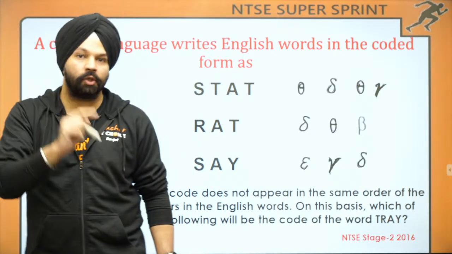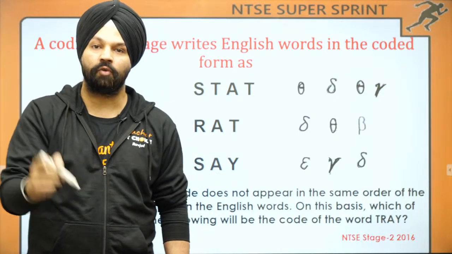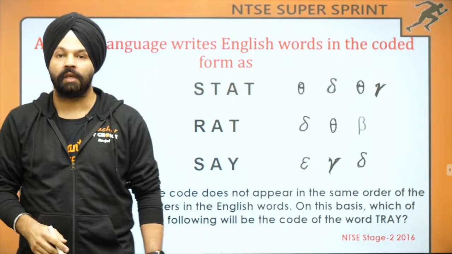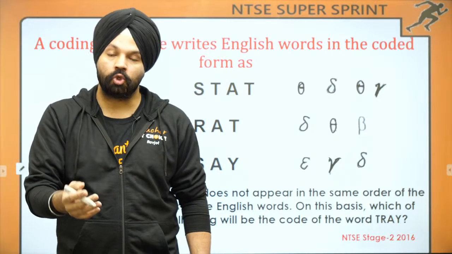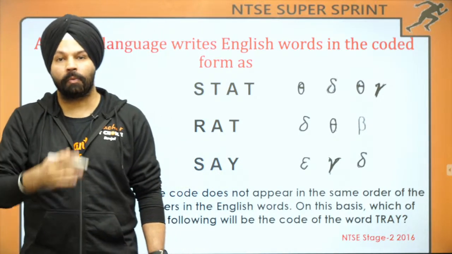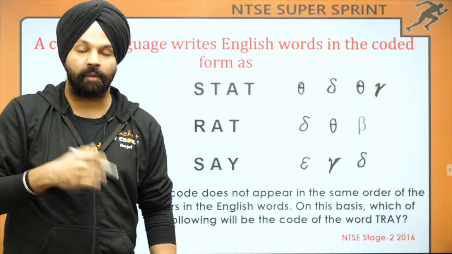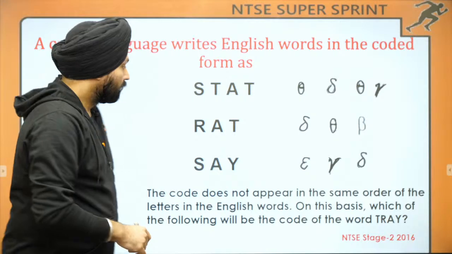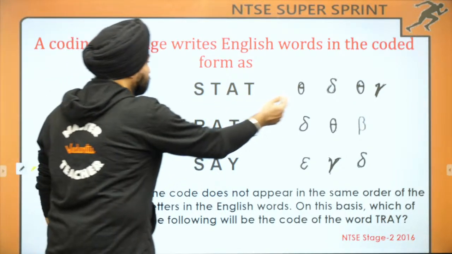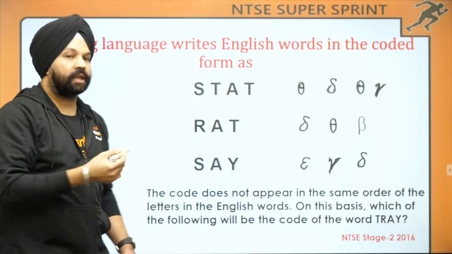Because you need to know that in the NTSE examination, they never bother to give you good options. Good option in the sense, options which may dodge you. So they make the question good, but write the options casually. And when options are written casually, those options help us in solving a question with the help of options. See how. He says the code for stat is this, the code for rat is this, the code for say is this, and they are not in the same order.